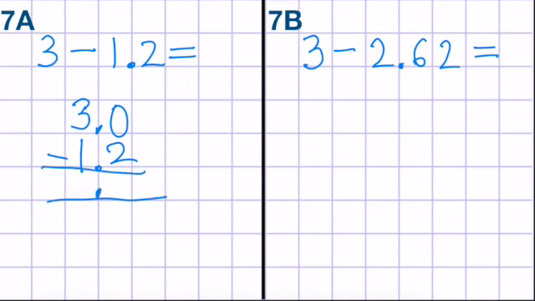0 subtract 2, I can't do that. So I'm going to take a 1 from the ones column, and this becomes 10. 10 subtract 2 is 8, and 2 subtract 1 is 1.